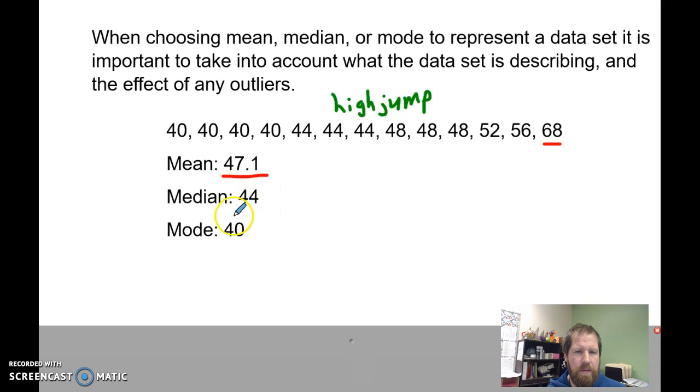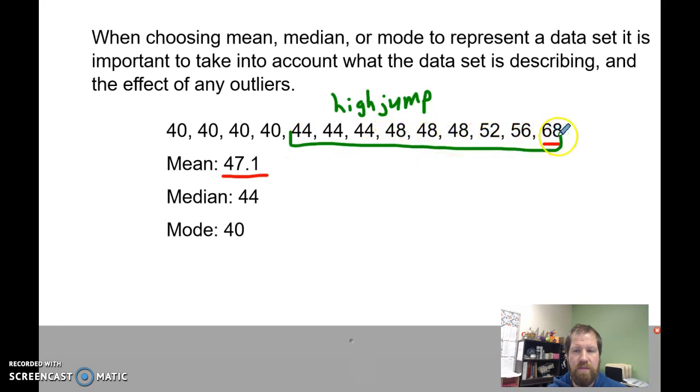Median looks like my best way to represent it, because I have most of my students, right? Oops, I drew that the wrong way. Most of my jumpers are able to clear a 44-inch bar, right? All of these girls or boys were able to clear that bar. So that's a pretty good representation of my data, right?